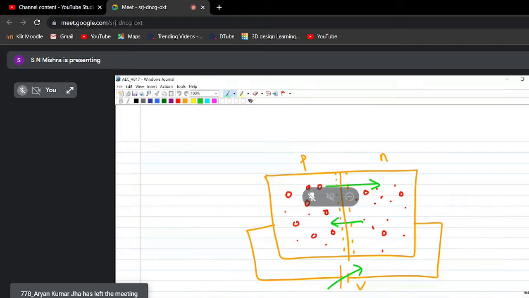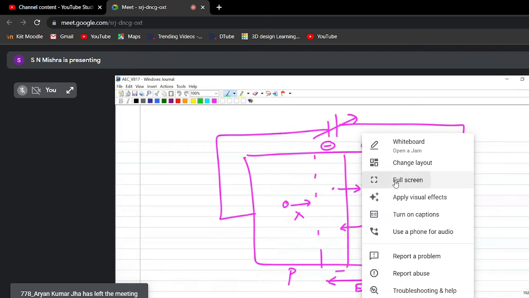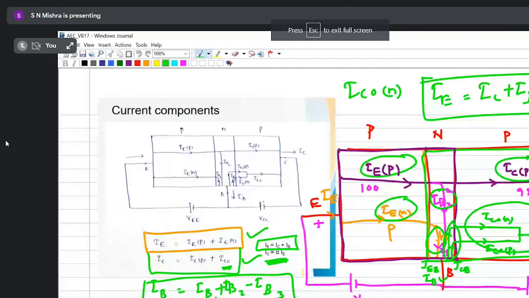So yesterday we have discussed transistor and current component, right? So on the collector side, we are getting two components. One is due to the holes which are transferring from the emitter, and another one is leakage current. So that is ICO. Okay.